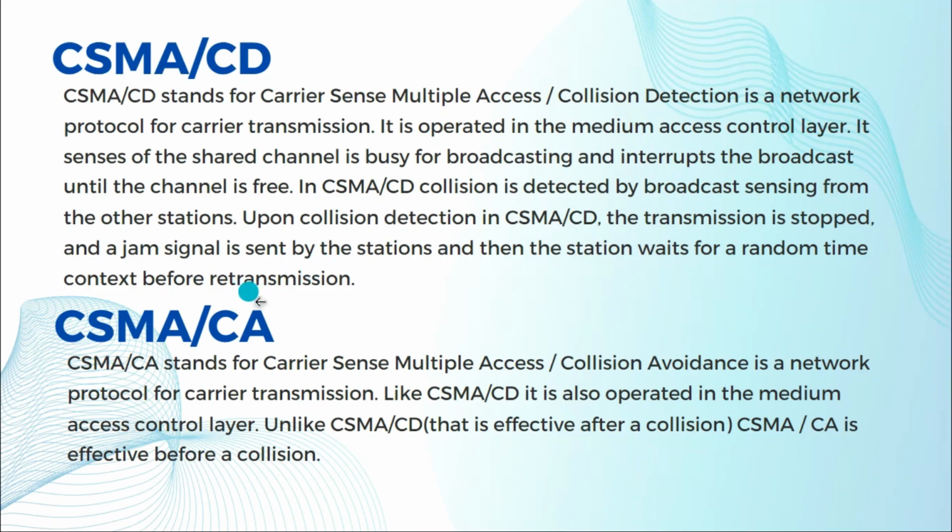Okay, now moving on to the next, we will see CSMA/CA. CSMA/CA stands for Carrier Sense Multiple Access with Collision Avoidance. Avoidance means to avoid. It is a network protocol for carrier transmission, and like CSMA/CD it also operates in the medium access control layer. You can see it is also the media access control layer. Unlike CSMA/CD, this is the key point here, friends.